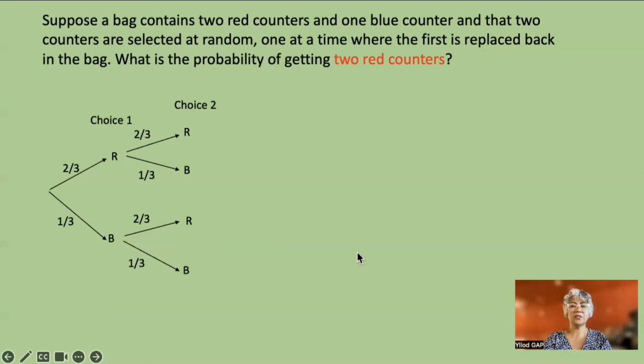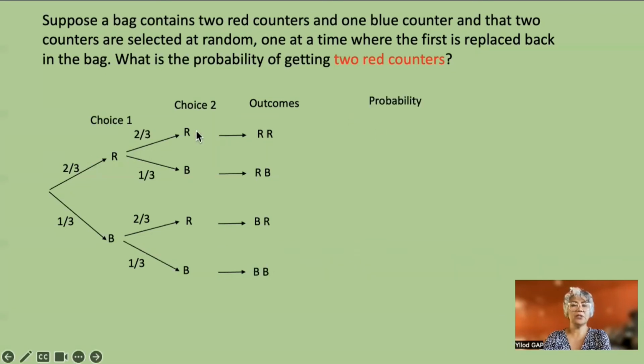Okay, let's have a look at the outcomes now. Outcomes here would be R and R, and this one would be R and B, and this one would be B and R, and then this would be B and B. Okay, now let's have a look at the probabilities.